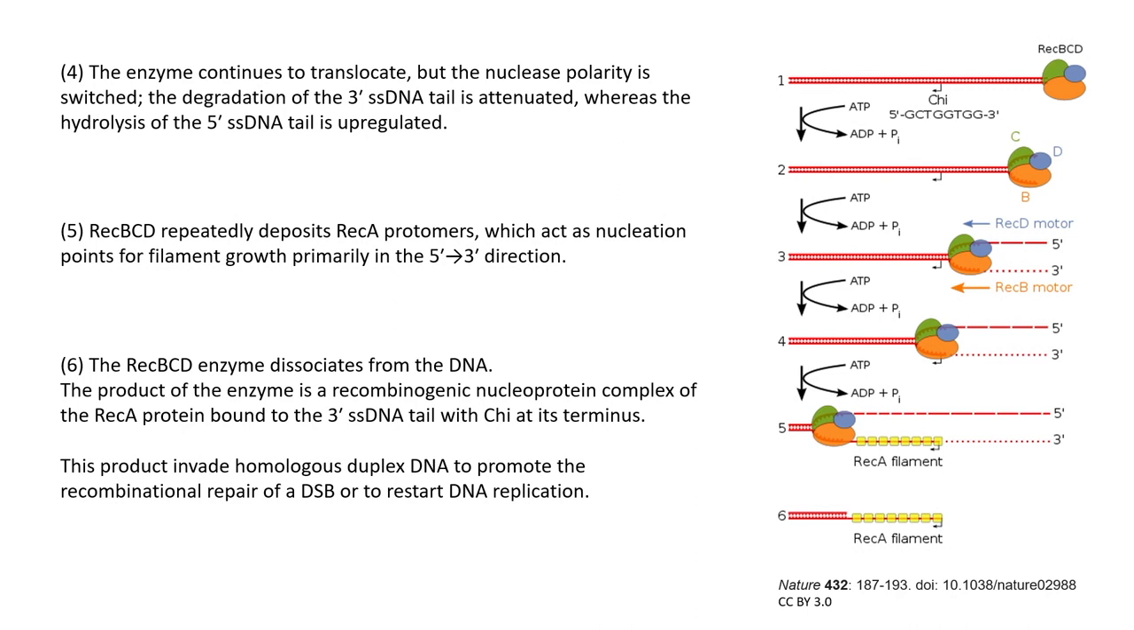RecBCD then repeatedly deposits RecA protomers, which act as nucleation points for filament growth primarily in the 5' to 3' direction. Following this, the RecBCD enzyme dissociates from the DNA. The product of the enzyme is a recombinogenic nucleoprotein complex of RecA protein bound to the 3' ssDNA tail with chi at its terminus. This product invades homologous duplex DNA to promote the recombinational repair of a DSB or to restart DNA replication.